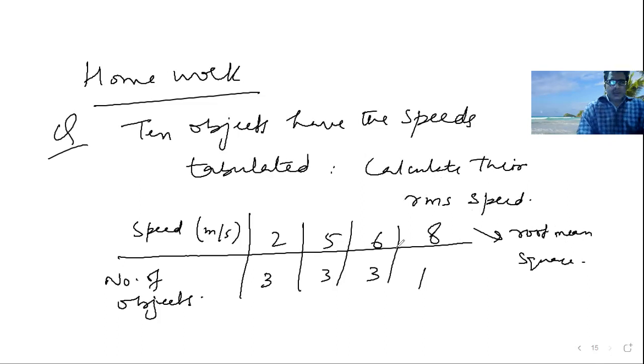I repeat the question. 10 objects have the speeds tabulated. I explain this table. This means 3 objects have speed 2 meter per second, 3 objects have 5 meter per second, 3 objects have 6 meter per second, and 1 object has 8 meter per second speed. So in total I have 10 objects. Their speed is as shown in the table. I have to calculate their root mean square speed, RMS speed. So try this question, it's easy.